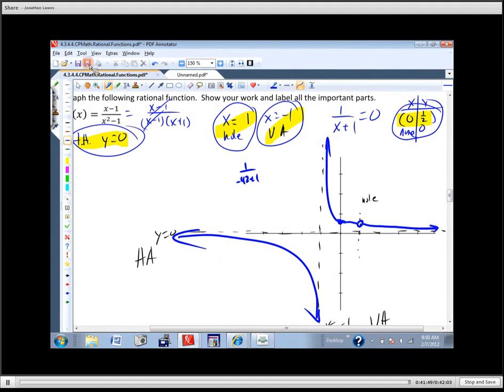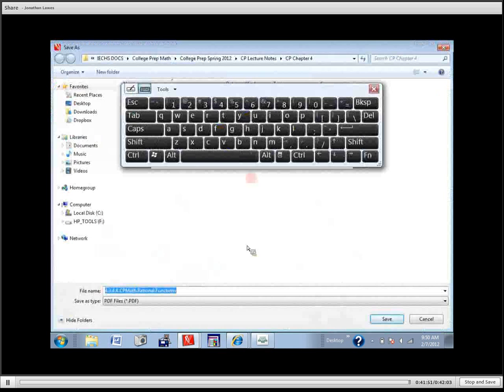I understand how you get the y-intercept and plug in x equals 0, but where do you plug in x equals 0 to get 1/2? Hang on one second.